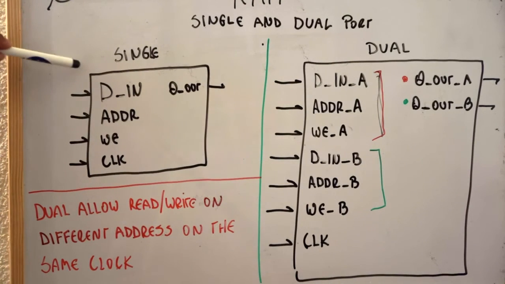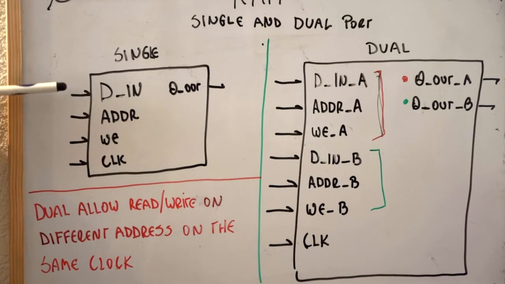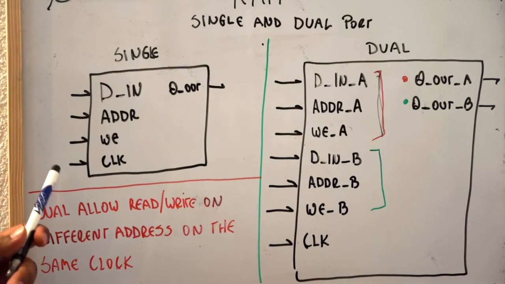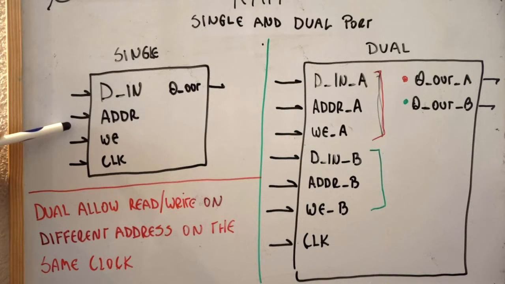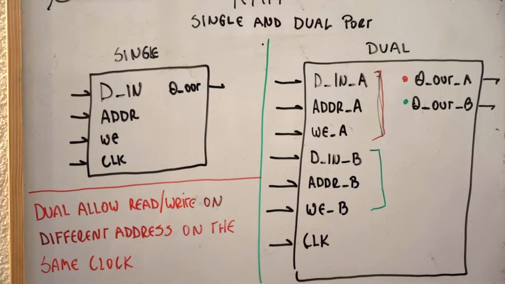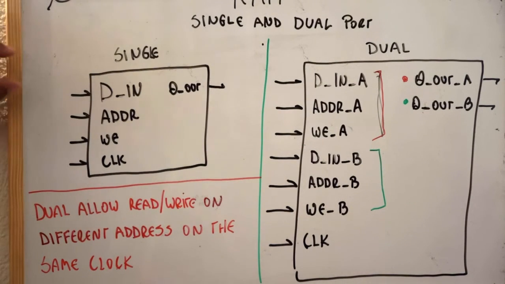The single port RAM is this block here, which has as inputs the data in, address, write enable and clock, and as output the Q out. The main idea is that on the positive edge of the clock, if the write enable signal is true, we're going to insert a value in the address pointed to by the address input, with the value in data in. You can imagine that you are populating a vector with a fixed size, and in every position of this vector you are inserting the values from data in.